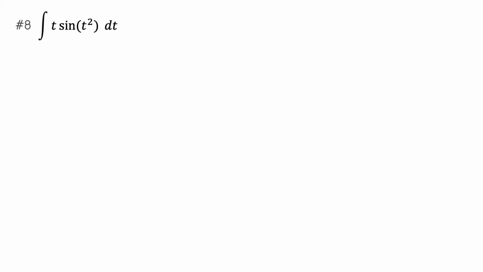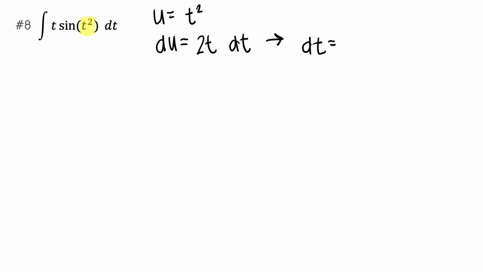Okay, in number 8, we have t's instead of x's, but we can do it exactly the same way. Here we're going to integrate t times sine of t squared dt. So let's go ahead and identify the inside of our complex function. Let's call u equal to t squared, which makes du equal to 2t dt. This time solving for dt, we get dt is equal to du over 2t.